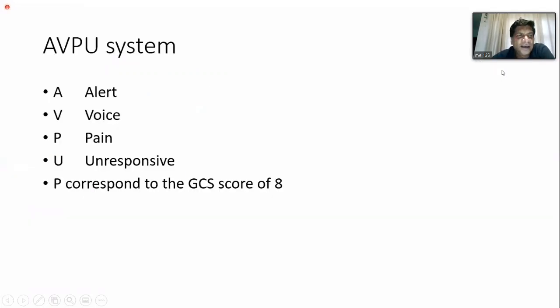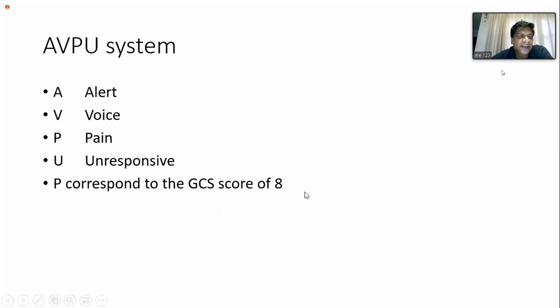And then the AVPU system. Now the Glasgow Coma Scale is difficult to remember. And in the panic in the ICU setting or ETU setting, you might forget the score as well, right? And then it takes time to calculate it also. So for quick decision making, you might not be able to use it, right? So they have devised an easy method of scoring unconsciousness, which is called the AVPU system, right?